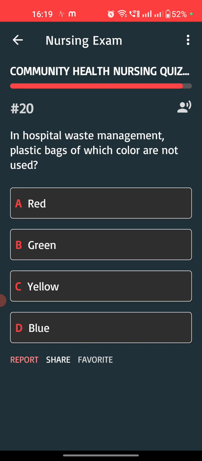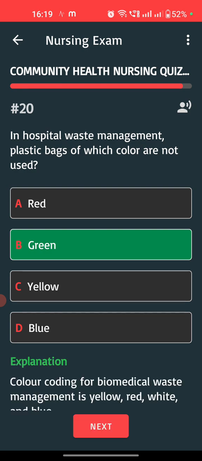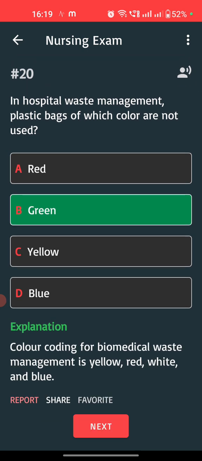In hospital waste management, plastic bags of which color are not used? A. Correct answer. Color coding for biomedical waste management is yellow, red, white, and blue.